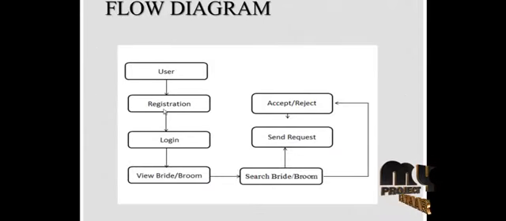Flow diagram. The user will register with particular details and log in with their username, email and password. They can view the bride and groom and search. They can send a request, and they can also accept or reject a request given by the other user. This is the flow diagram of this project.